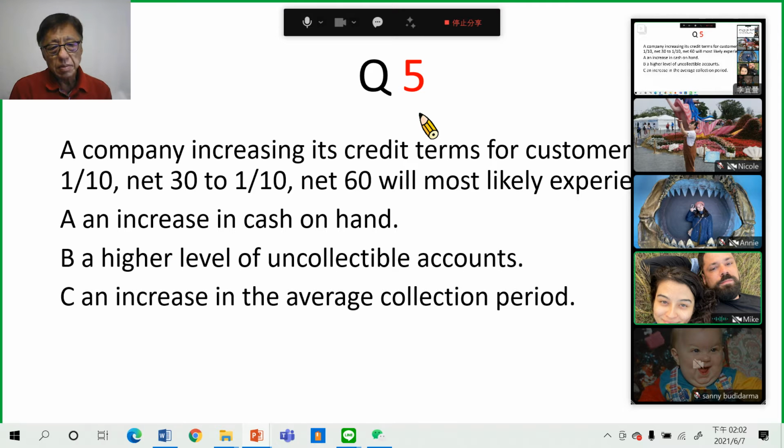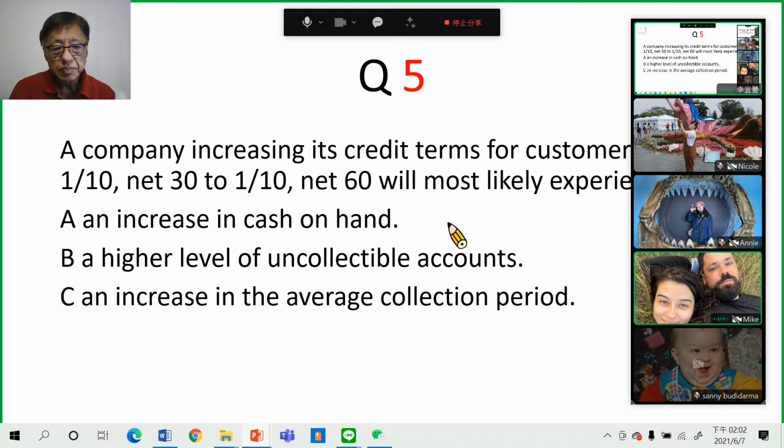B, a higher level of uncollectible accounts. It is possible, but definitely not necessary in this case because people will be more lax with paying the invoice, but that does not mean that they will not be paying at all. So let's wait till we see C, an increase in the average collection period. This would be the correct answer because, as we saw from the previous table, the average collection period usually lies somewhere in between. Say you have 30 days to pay, it's going to be between 15 to 20 days on average. So if you extend the payment period, people are going to take longer to pay, which will in turn increase the average collection period. So C is the correct answer.